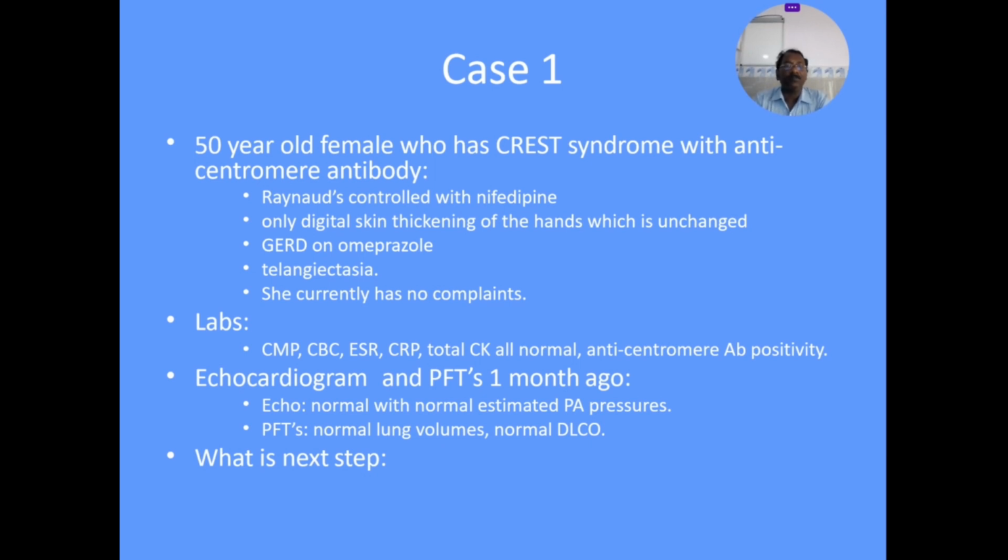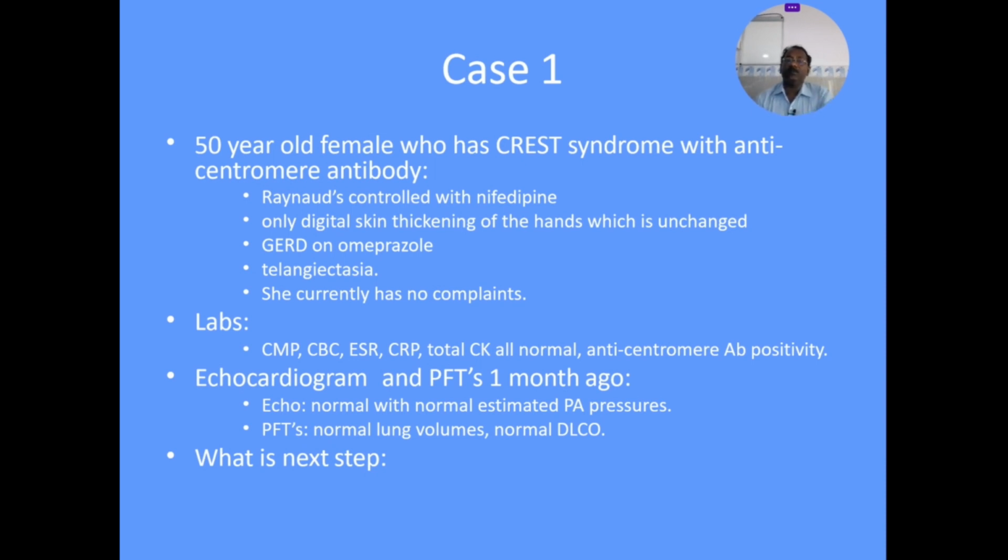She currently has no complaints. Lab report: your CBP, ESR, CRP, they are all normal. The anti-centromere antibodies are positive. Echo and PFTs: echo normal with a normal estimated PA pressure, that means no pulmonary arterial hypertension. Systolic pulmonary artery pressure more than 30 is pulmonary hypertension, more than 60 is severe pulmonary hypertension. PFT is usually a restrictive pattern in scleroderma. Here it is the normal lung values and the normal DLCO also.